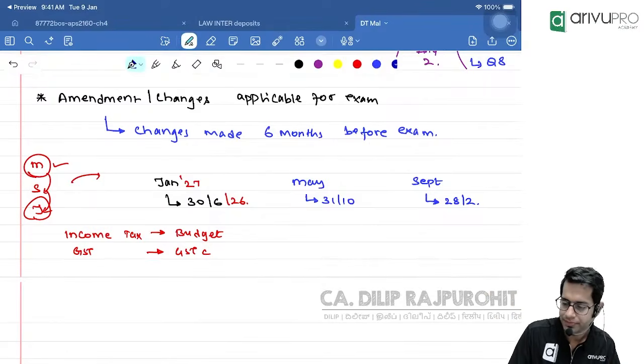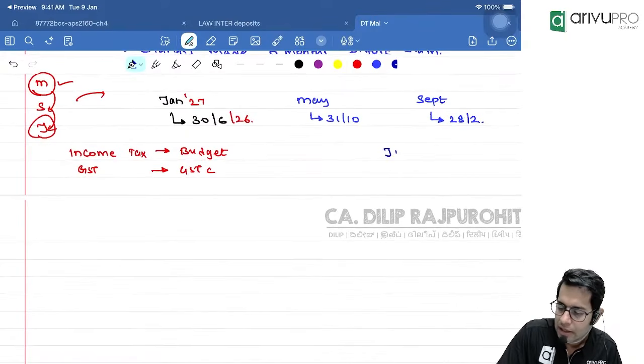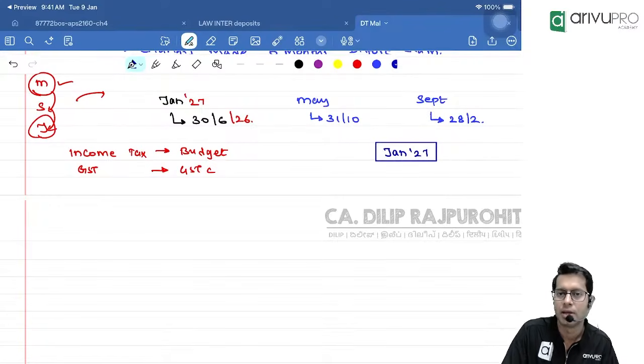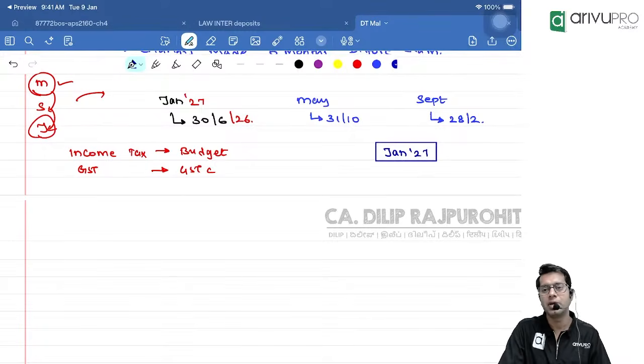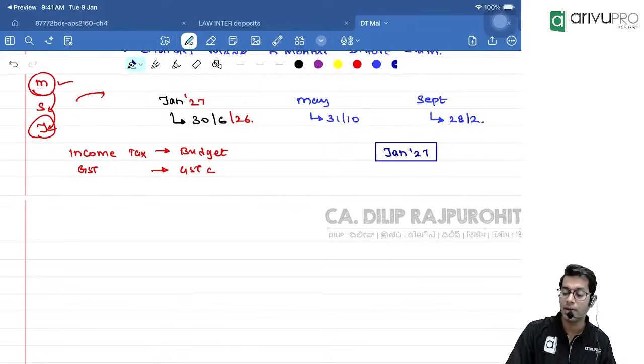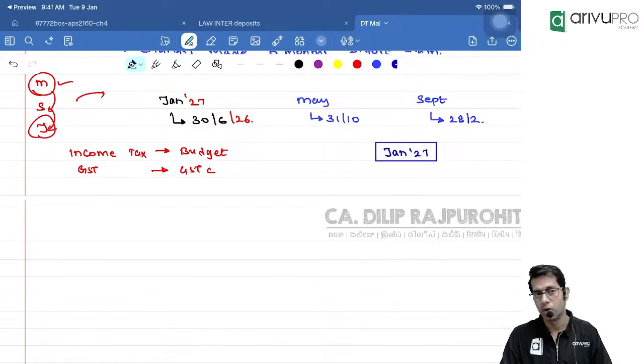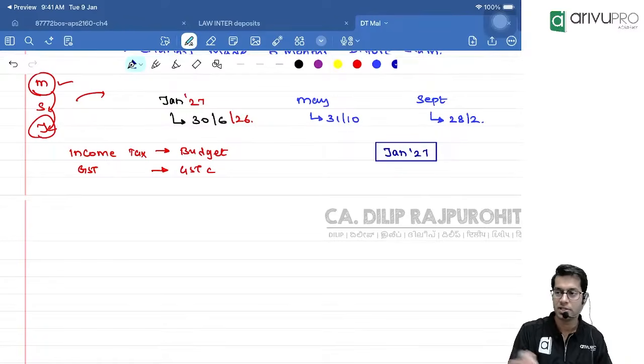Now, the class which we are taking is for the Jan 27 examination. How many of you are writing in Jan 27? How many of you are writing in September 26? Okay, few people are writing in September. So all others are writing in May. How many of you are writing in May? Okay, 50%, 60-40%.